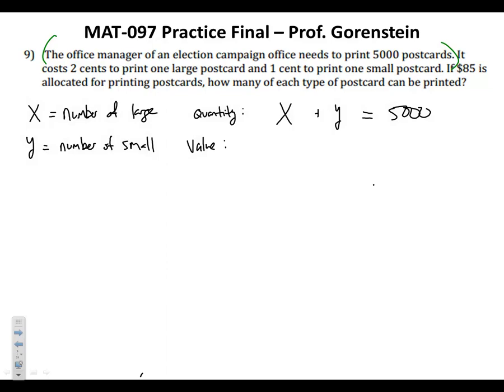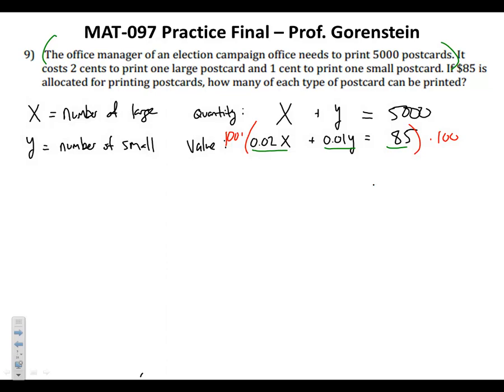So the cost for the large postcards is 2 cents per postcard. So 2 cents times the number of large postcards plus 1 cent per small postcard. 1 cent times the number of small postcards equals a total of $85. So that's the cost for the large plus the cost for the small equals a total cost of 85. So now we have a system of two equations. It's usually a good idea to eliminate any fractions or decimals. So what we could do here is multiply both sides of this equation by 100. That'll move the decimal point over, give us whole numbers.